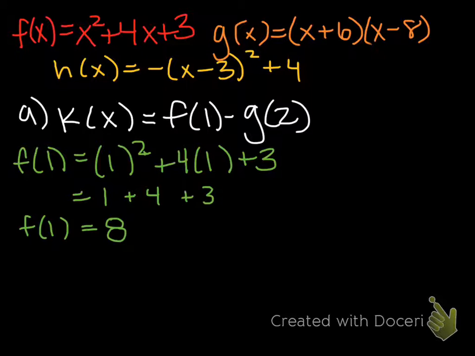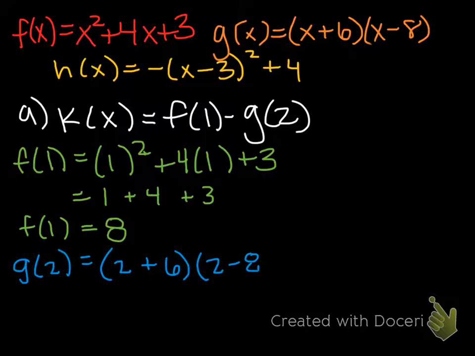Done with that. Now I need to find g of 2. So g of 2 says, I go where the equation is and where x is, I'm going to replace it with 2. So I have 2 plus 6, and then I have 2 minus 8. Again, I'm using the g equation because that's what it says to use, g. 2 plus 6 is 8. 2 minus 8 is negative 6, and when I multiply these two, we get a negative 48.